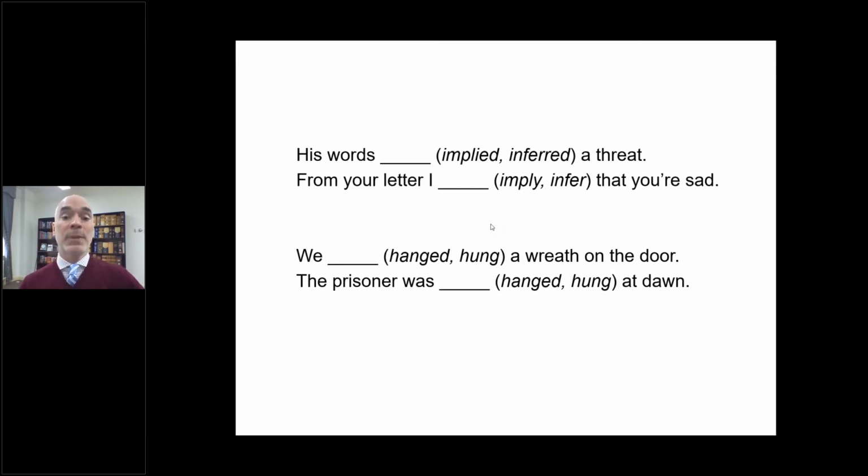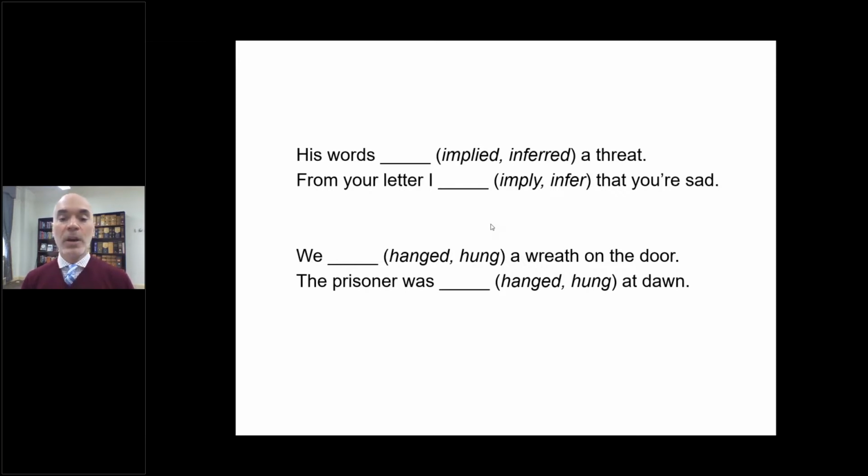So his words implied a threat, and from your letter, I inferred. So one kind of projects outward, and one moves inward. And then the last one is sort of a strange one. Again, just a convention, but conventions are usage. Usage is habit, and usage is manners, and usage is convention.